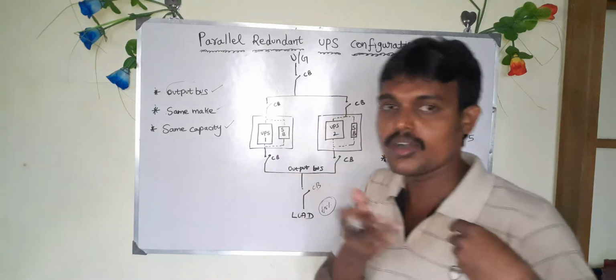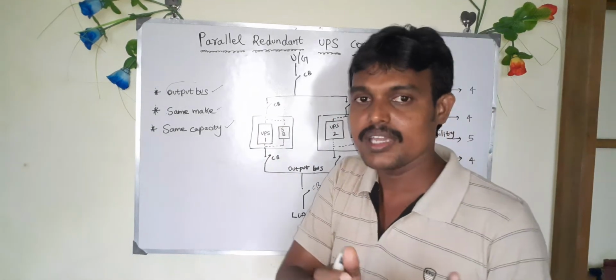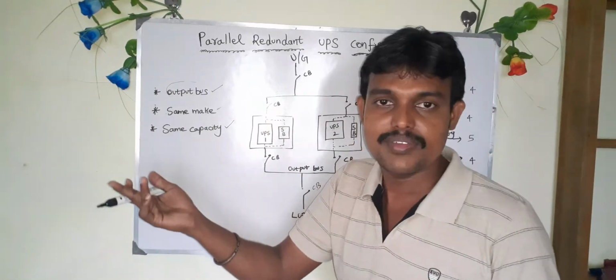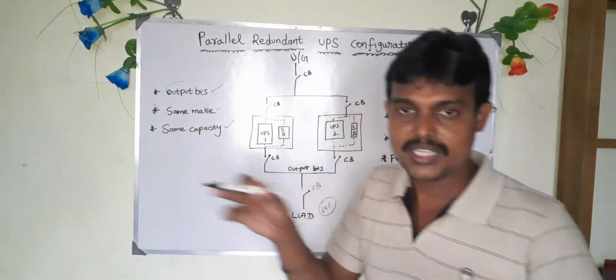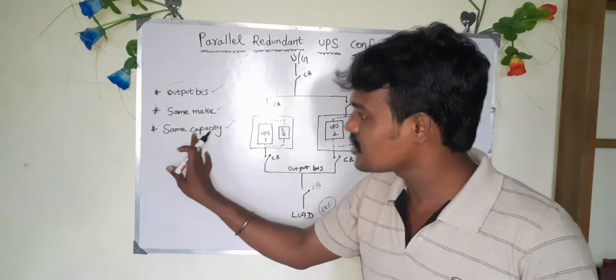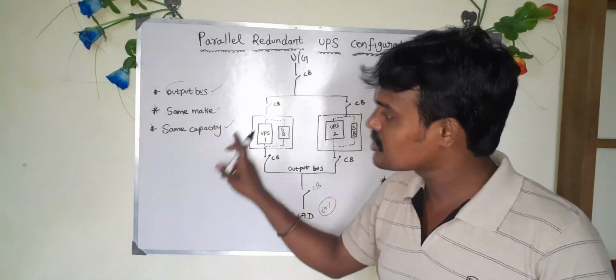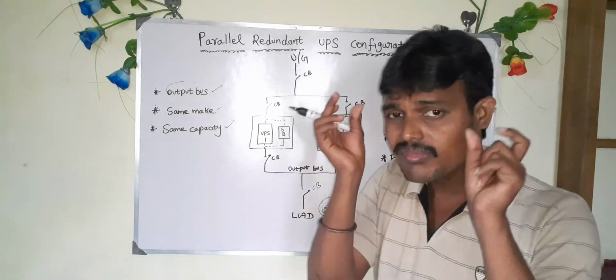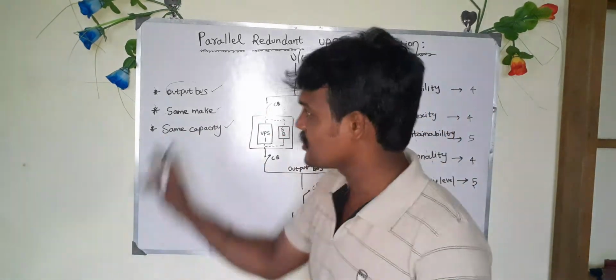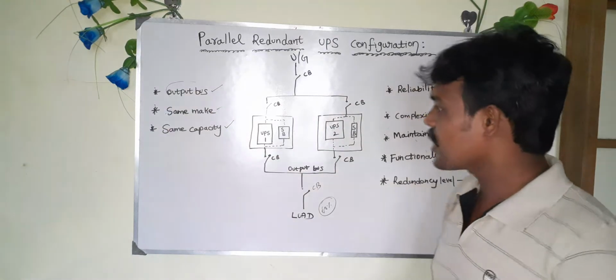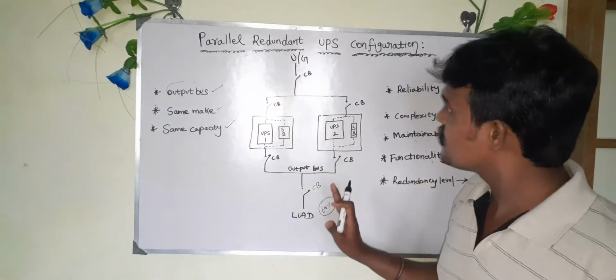Like if one UPS has 100 kVA and another UPS has 200 kVA, they cannot be connected in parallel at any time anymore. That's why you have to select both UPS units with the same capacity. These are the three conditions. So this is parallel redundancy UPS.